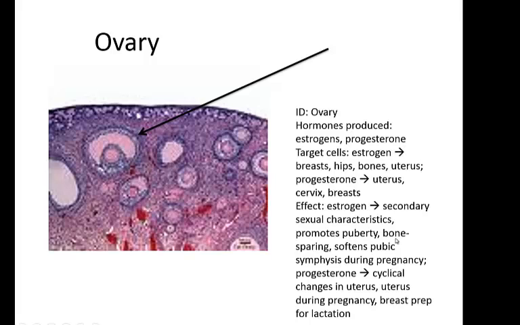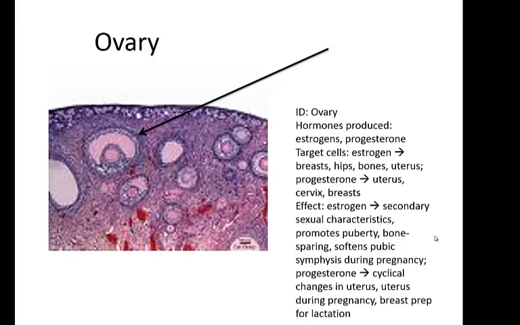And estrogen is also bone sparing. So what that means is up here, when I say a target cell of estrogen would be bones, estrogen would go to your bones, and because it's bone sparing, it inhibits your osteoclast activity. So your osteoclasts don't eat away at your bones. So estrogen is good for our bones. And estrogen also affects your pubic symphysis during pregnancy. It makes it nice and mushy near the end of pregnancy to allow for childbirth.